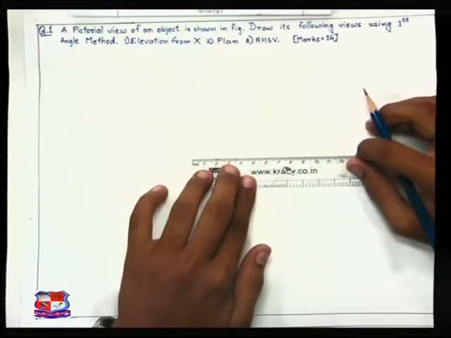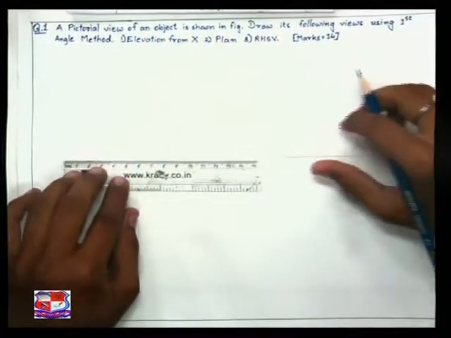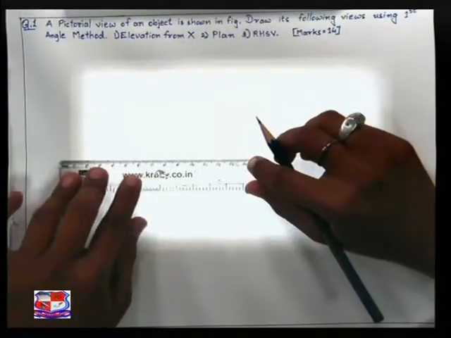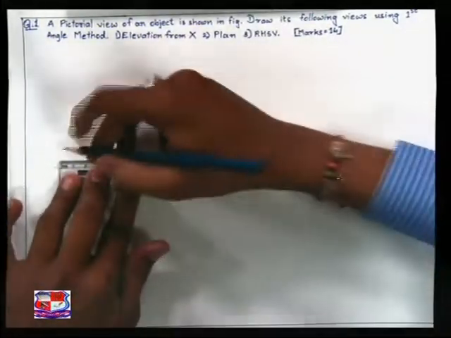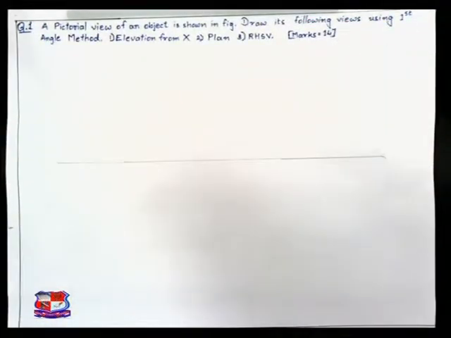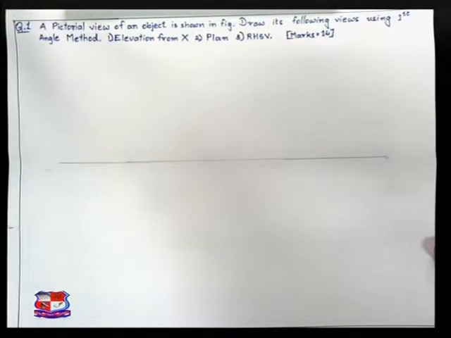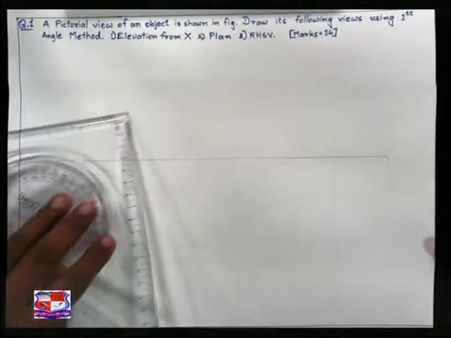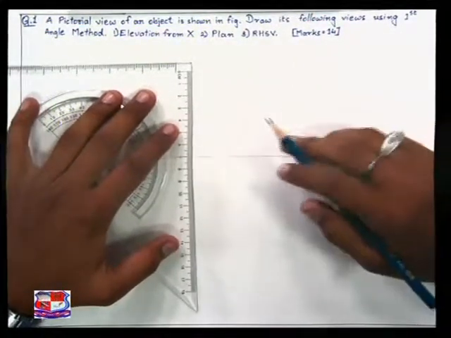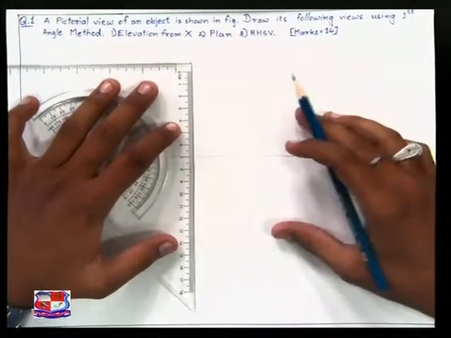First we will draw projection lines. Now we will start constructing our elevation portion. As it is in the first angle method, elevation would be in the center. Plan would come below the elevation.